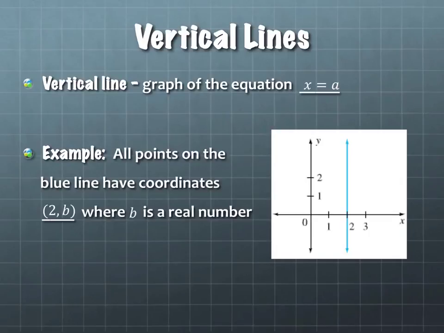All points on the blue line, our vertical line here, have coordinates (2, b). Every x coordinate is 2, and every y coordinate is something else. I mean, it could be a 2, but it doesn't have to be. And b is a real number. So we would say that the line right here is the line x equals 2. And the reason is because every x value along that line is 2.